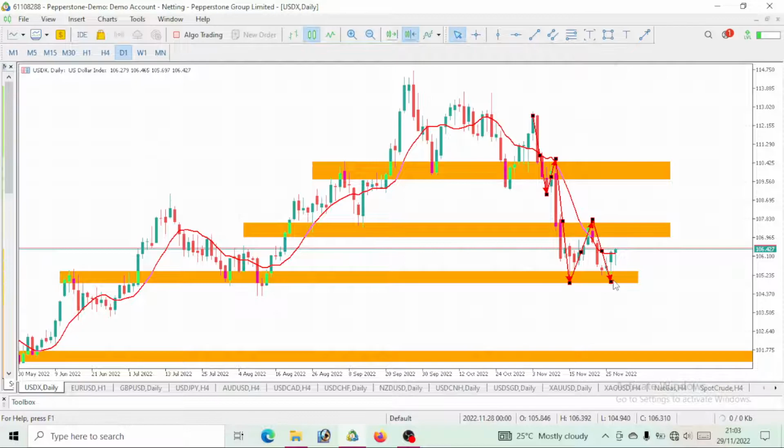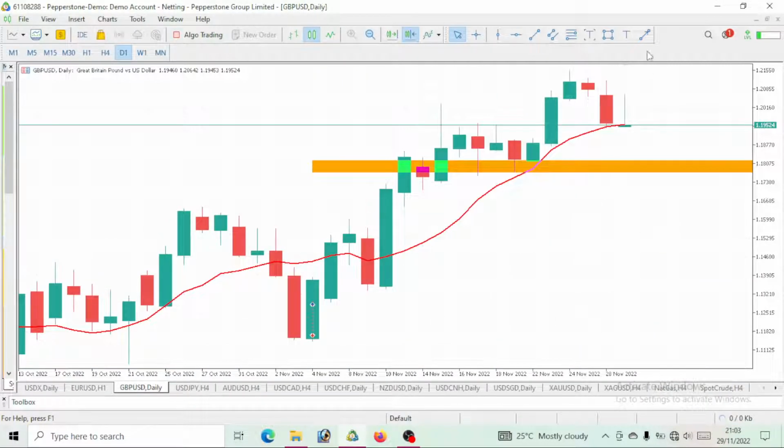Here we are now having a pullback on this USD index, right? So we should be expecting a bearish move on this USD index or DXY. Then have it in mind that this GBP USD will actually go bullish. So once there's a drop or a bearish move on USD, then expect a bullish move on this GBP USD. But at the same time also, like I said, there's every possibility this GBP will drop to this level.